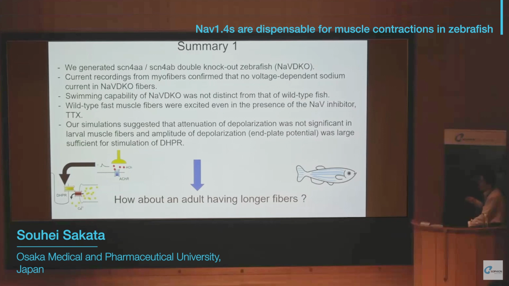This simulation suggests that if the fiber is short, attenuation can be avoided. How about longer fibers? How about the adult fish having long fibers? I address this issue next.